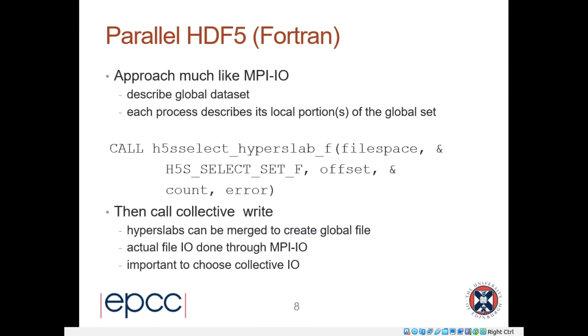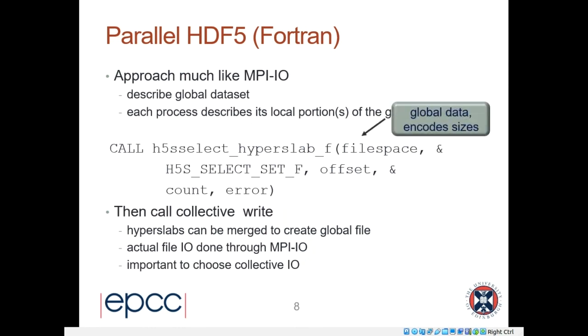So the approach is much like MPI-IO. You describe the global data set, then each process describes its local portions of the global set, then call a collective write. But at least for structured data, HDF5 calls these hyperslabs. So MPI called them subarrays, and HDF5 calls them hyperslabs.